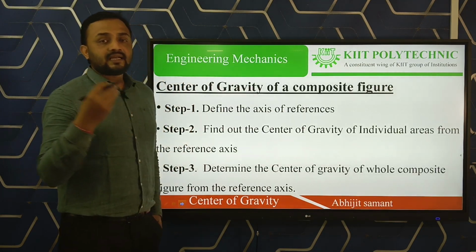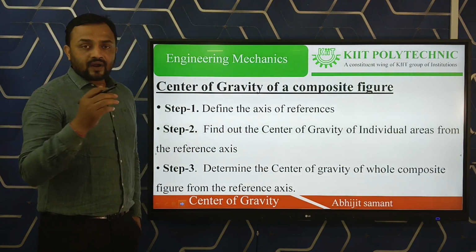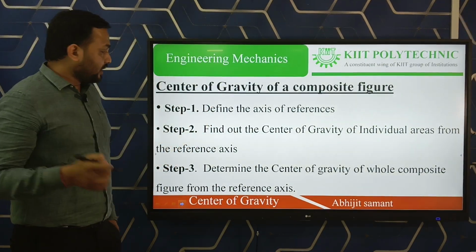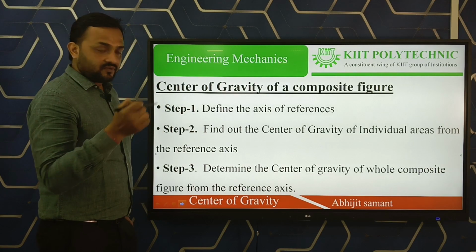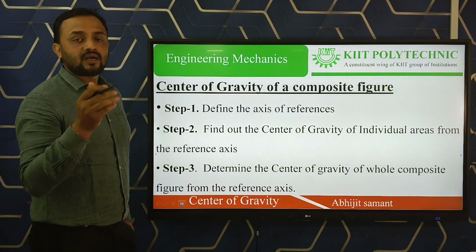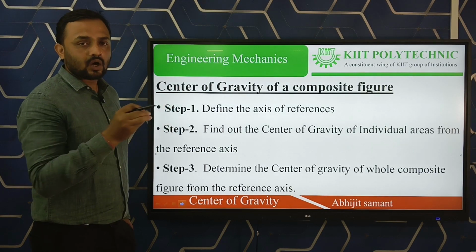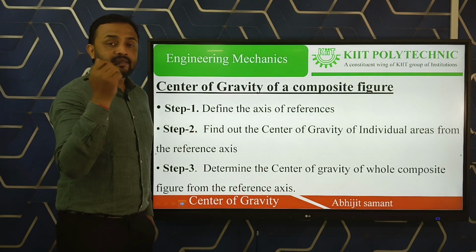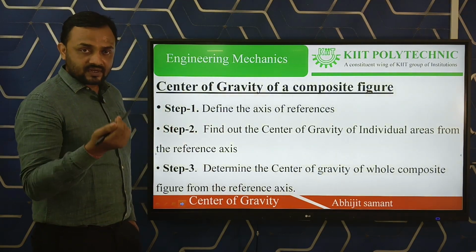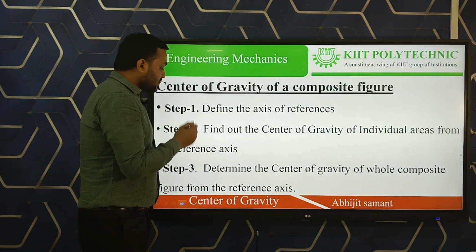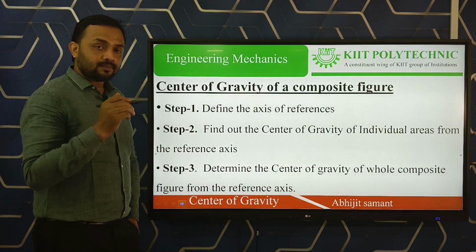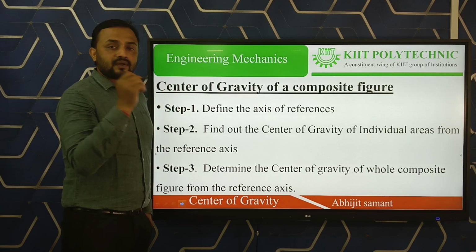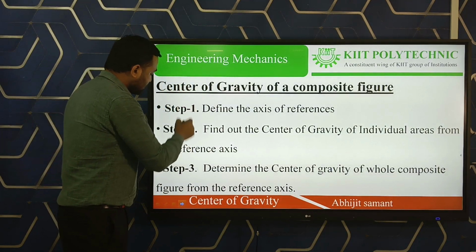So how do we find the center of gravity for a composite figure? To find the center of gravity of a composite figure, we have to follow these steps. In step 1, we define the axis of reference. First, we have to define the axis of reference to find the center of gravity of any composite figure or plane figure. Step 2, find the center of gravity of each individual area from the reference axis. And in step 3, determine the center of gravity of the whole composite figure from the reference axis. So we follow these 3 steps.